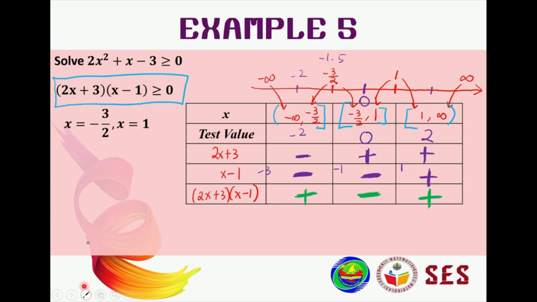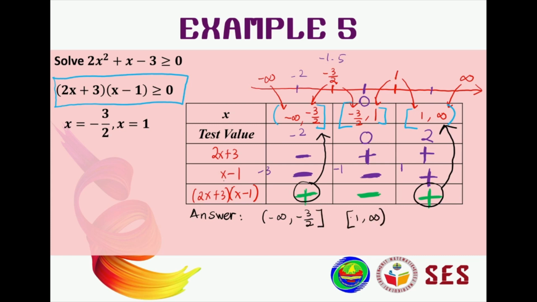Okay, let me show you. I'm going to use black color this time. So the answer. If you're going to write this in interval form, this is the positive sign and this is the interval. This is the positive sign and this is the interval. So just copy the intervals and combine those intervals using a union sign. Remember this, always combine intervals using the union sign. And you're done.